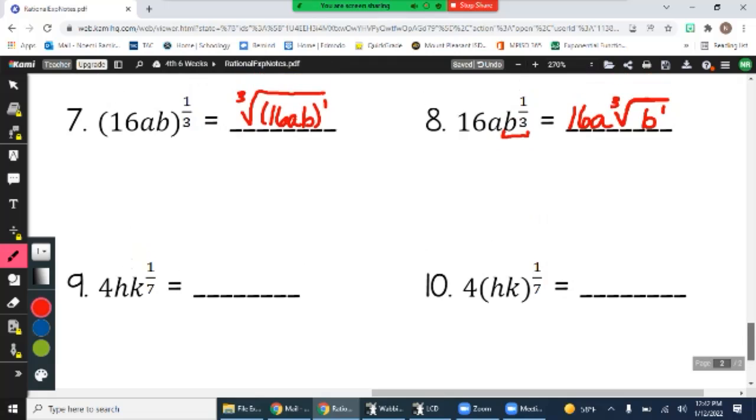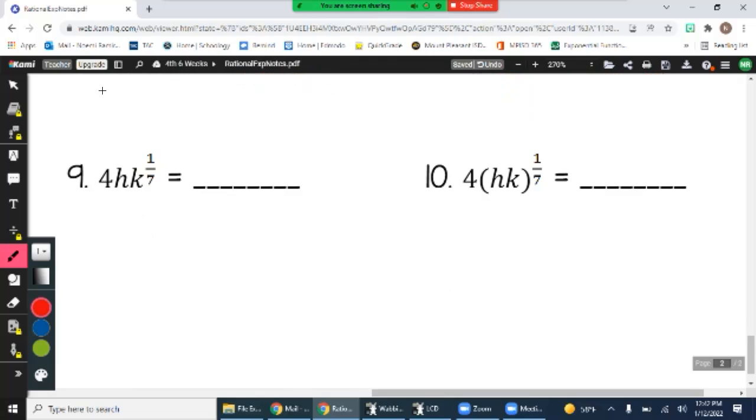9. What goes in front? 4H. And what goes inside of the radical? To the power of? 1. An index of? And last but not least, what goes in front? 4. What goes inside? HK in parentheses, because we want to keep them together. Or you want the 1 to apply to H and K with index of 7. And we're done. Make sure to glue this into 85.